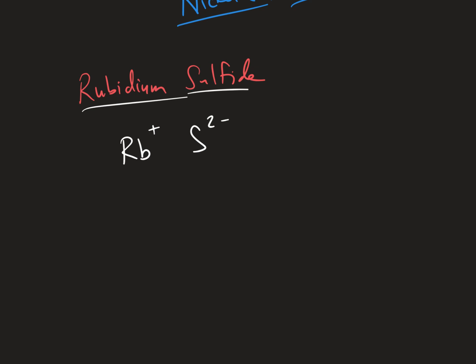We have the charges right here, because rubidium is in group 1. They're both main group elements, so we should just look at the periodic table and know what these charges are. Do we know how to do that? Okay. So we know the charge. What do we do with these charges? We cross them. Bring this 2 down here, this 1 down here, and we got Rb2S.